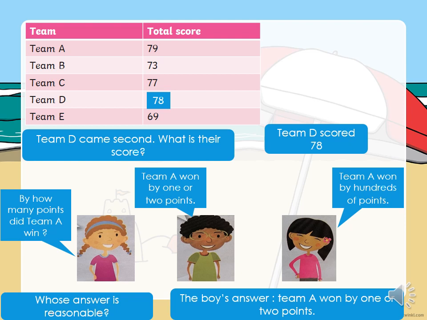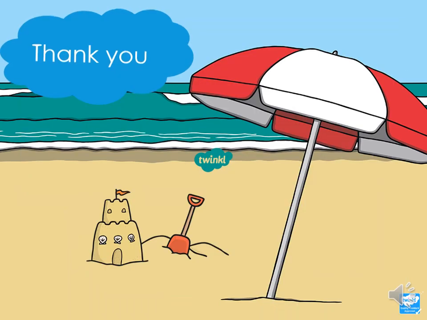The correct answer is the boy's answer, because Team A won by 1 or 2 points. Team A's points differ by 1 or 2 points from the other teams. Well then, now write the answers. Thank you.